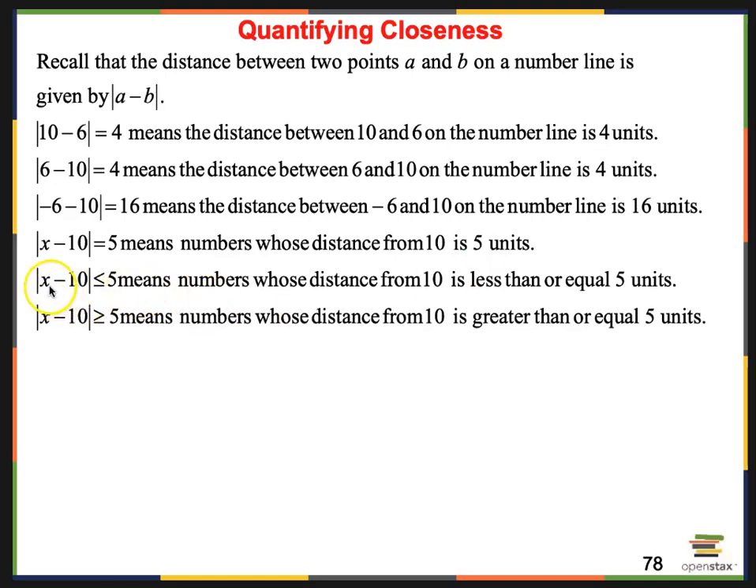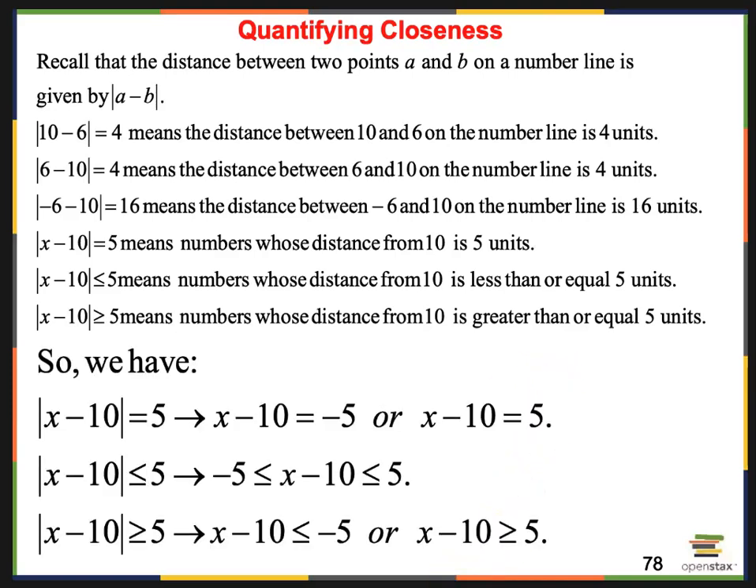What about the absolute value of x minus 10 less than or equal to 5? What does that mean? It means numbers whose distance from 10 is less than or equal to 5. So it's an interval. And the absolute value of x minus 10 greater than or equal to 5 means numbers whose distance from 10 is greater than or equal to 5 units. So let's look at what we have.